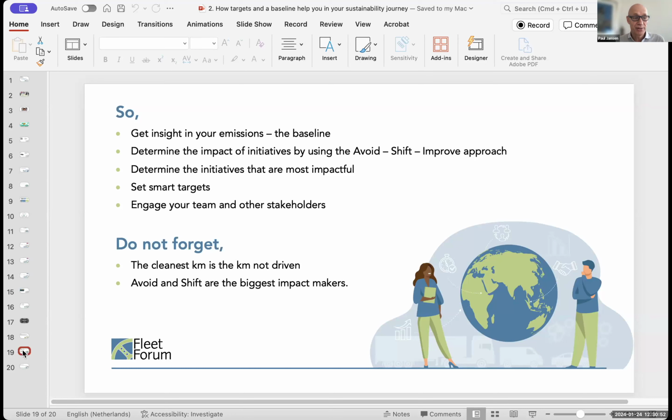Ensure that you set SMART targets, that makes it very clear. It's easier to communicate that as well. You know, it makes your life easier because everyone knows what to do. Engage your team. Work together with your team to come up with all kinds of ideas which you can do. And also other stakeholders in your organization. And do not forget, the cleanest kilometer is the kilometer not driven. And avoid driving and shift to other transport modes are always the initiatives that have the biggest impact, bigger than improving your current fleet.